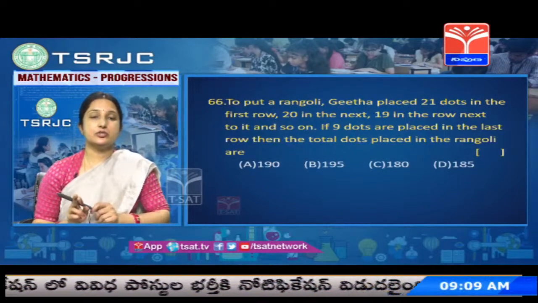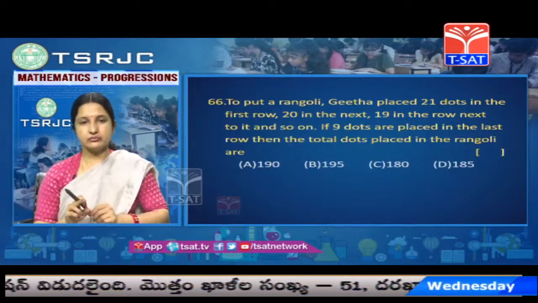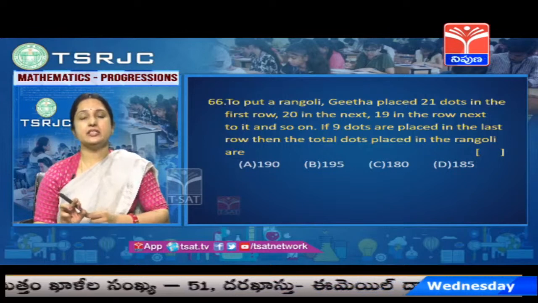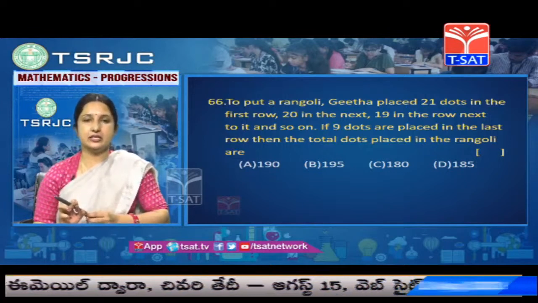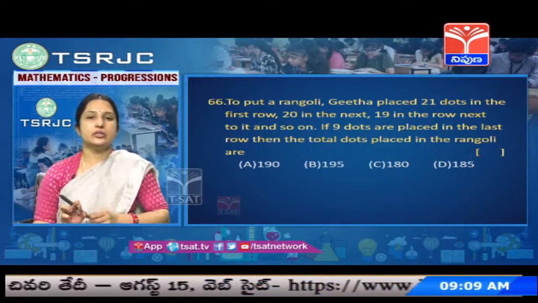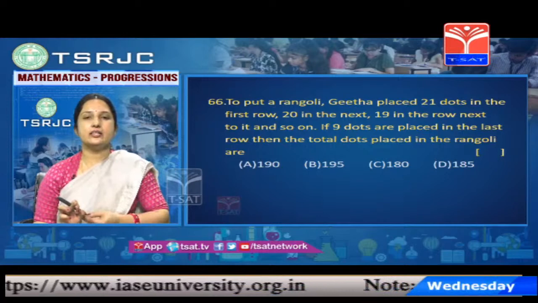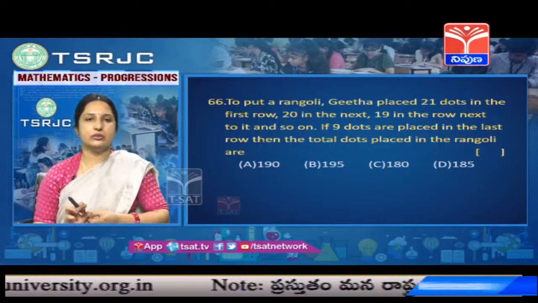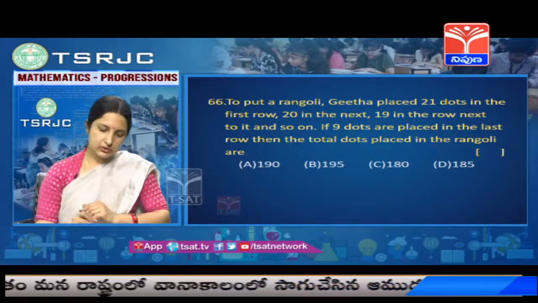Question number 66. To put a rangoli, we'll put a rangoli on. Geeta placed 21 dots in the first row, 20 in the next, 19 in the row next to it and so on. If 9 dots are placed in the last row, then the total dots placed in the rangoli are.